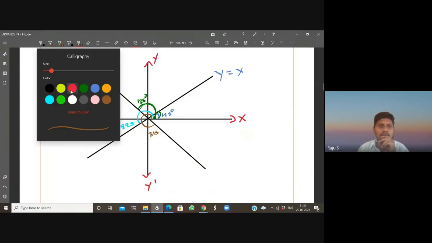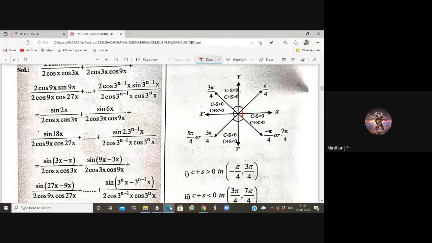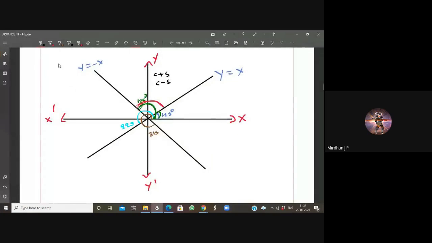I'm going to write very clearly. 45 to 135. What about that? What is the increasing function? What is the decreasing function? C plus S, C minus S. Every case, C plus S, C minus S. The C alone plus will, S should be greater than 0 in everything.